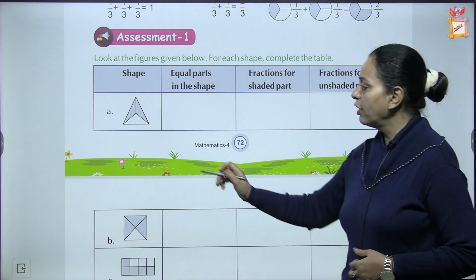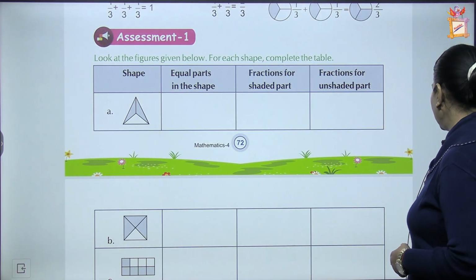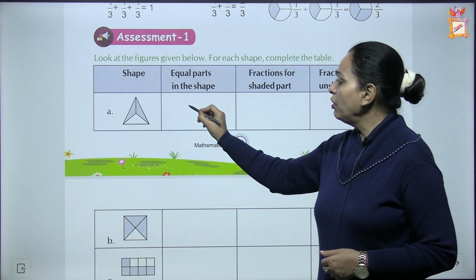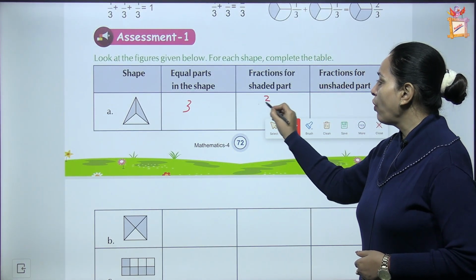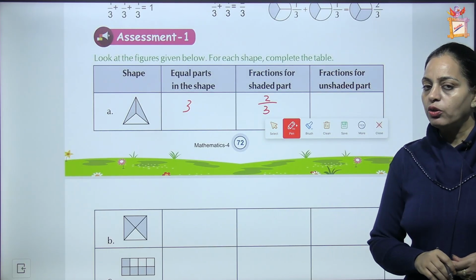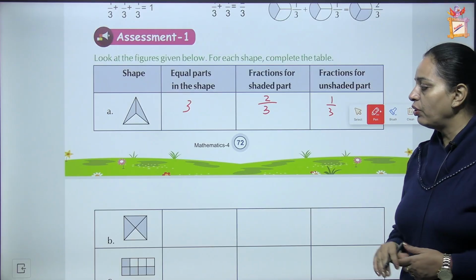So in part A, here we have this figure. How many parts can we see? We can see total 3 equal parts. Out of 3, 2 are shaded. So the fraction becomes 2 out of 3, 2 by 3. And for unshaded, this is 1 by 3, right?